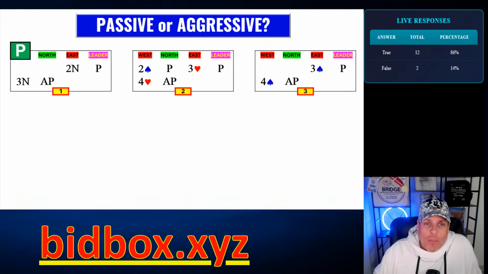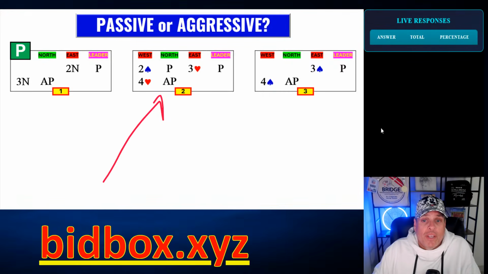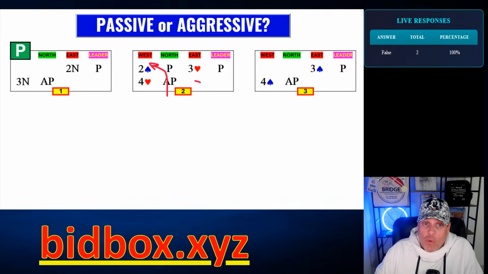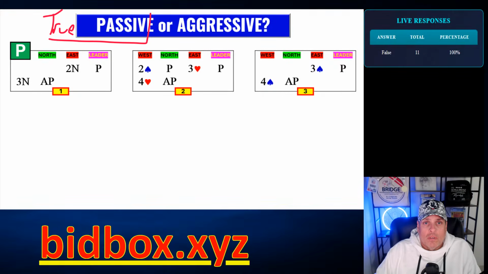All right, number 2 now. Again, true is passive, false is aggressive. Here's another question. The auction was 2 spades on your left. Right-hand opponent bid 3 hearts, and West bid 4 hearts. So true is passive. And I'm going to put that right here. True. False.